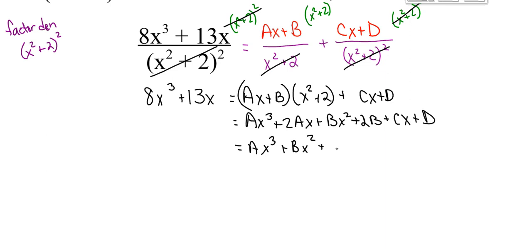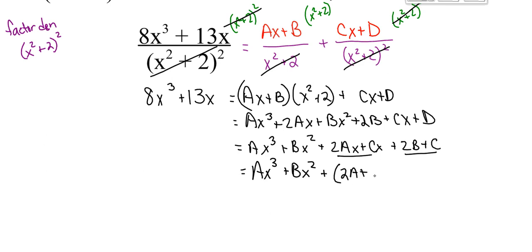2ax plus cx plus 2b plus d. And then I'm going to put that in parentheses just to show that that's my constant and distribute out that x. So I have ax to the third plus bx squared plus parentheses 2a plus c x plus, and I'm just putting that in parentheses for convenience, 2b plus d in parentheses.